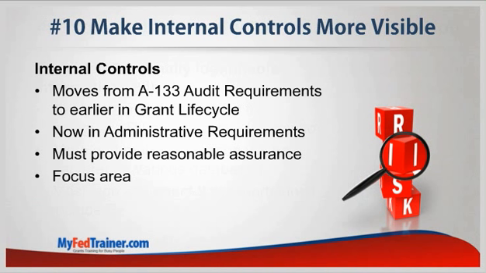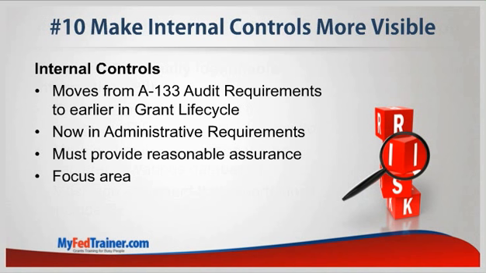And now we have number 10, and that has to do with internal controls. In the past, internal controls have been relegated to the A133 audit requirements and thought by many people to be more of a finance or accounting type of function. What's happened is the federal government wants to make internal controls a bigger part of what's going on throughout the whole spending process and the grant management cycle. So internal controls you'll now find are sprinkled throughout the new grant guidance. And it's moving those A133 audit requirements into the grant life cycle from start to finish.